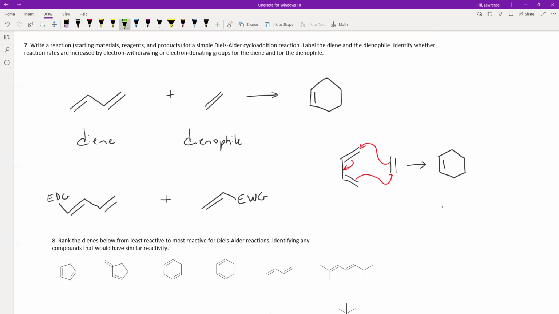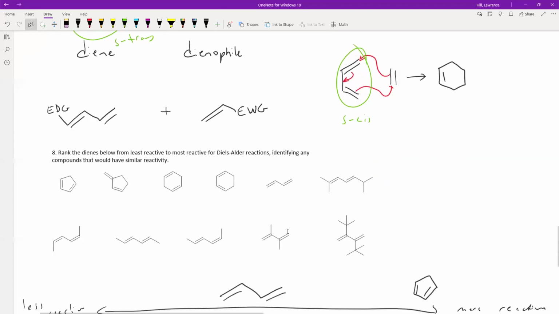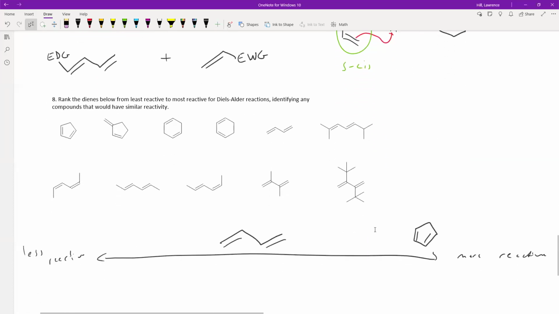And in order for that to occur, our diene must adopt this S-cis conformation. This is S-cis, not S-trans. So it's okay to draw it as S-trans, but when you're writing your mechanism, you need to put it in the S-cis conformation. When you're ranking reactivity, you need to consider its ability to adopt the S-cis conformation. And of course, for cyclopentadiene, it is always in an S-cis conformation because there's no way for that to rotate around. Okay, so we talked about cyclopentadiene.